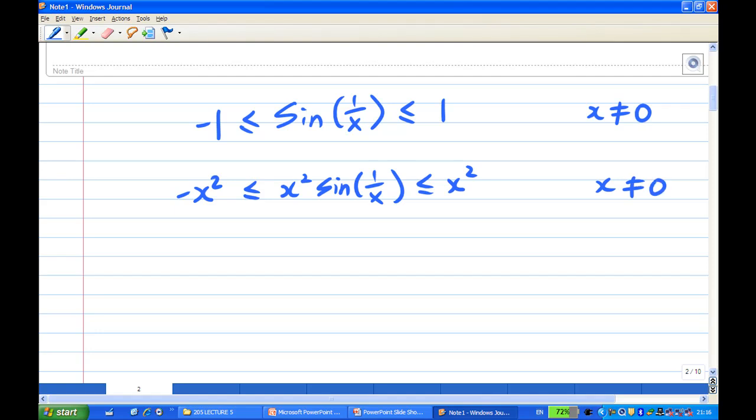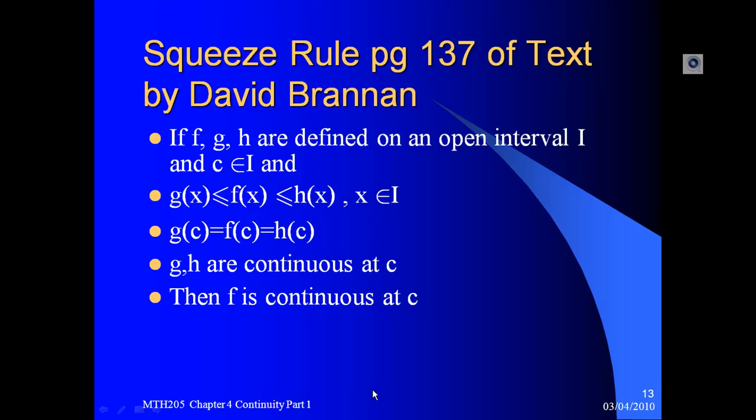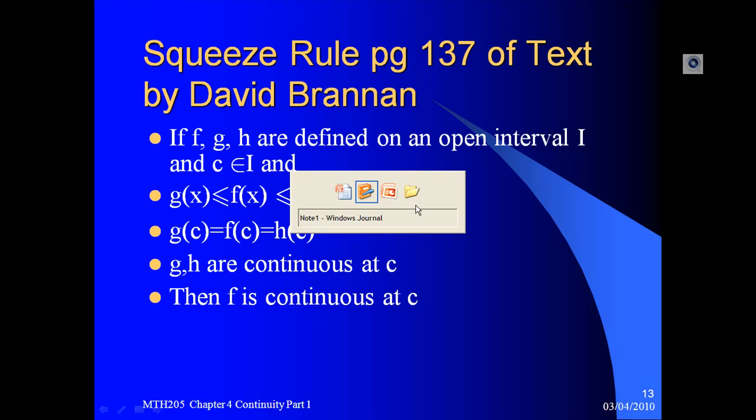But x squared times sine 1 over x is actually f(x). So that means f(x) is less than or equal to x squared and greater than or equal to minus x squared, for x not equal to 0. But this is not enough, because according to the result, I must show that f(x) is in between g(x) and h(x) for every x inside the interval.